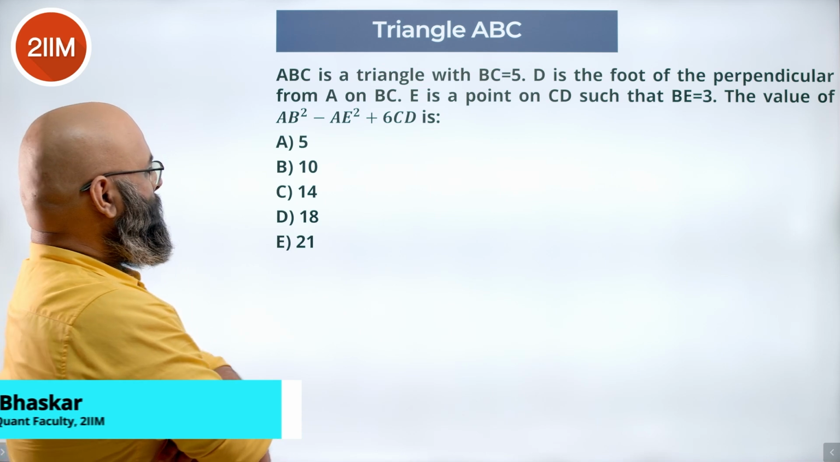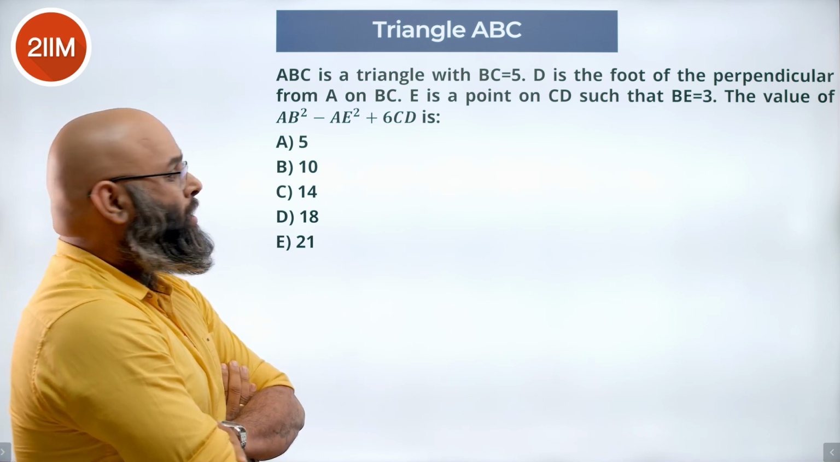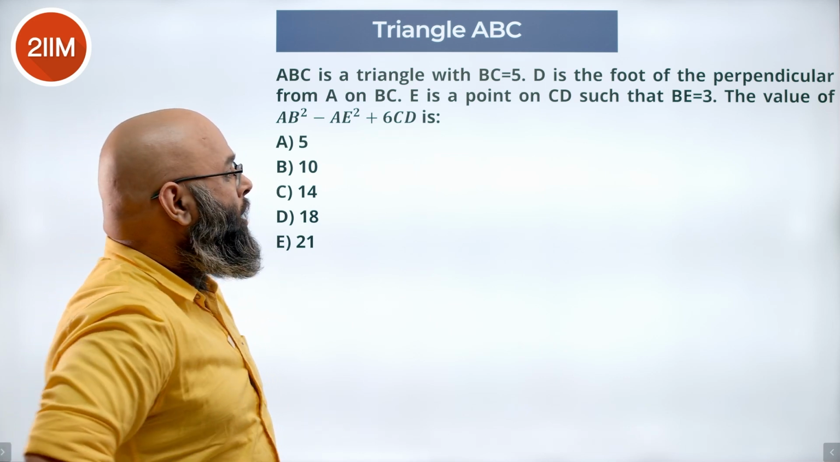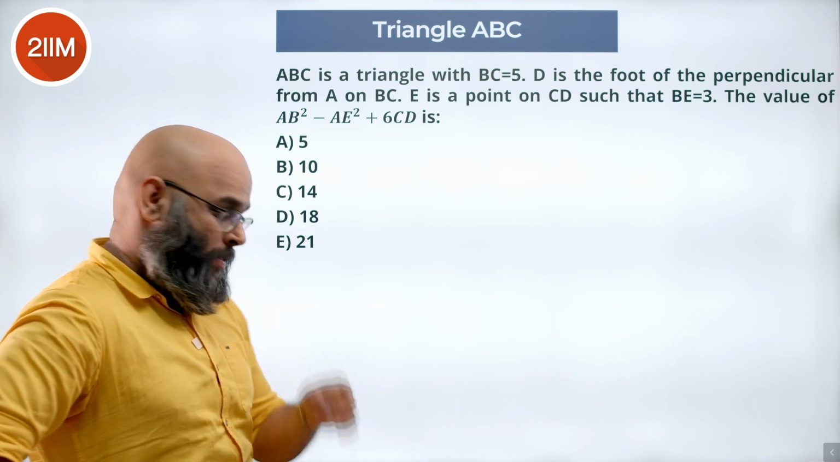ABC is a triangle with BC equal to 5. D is the foot of the perpendicular from A on BC. E is a point on CD such that BE is equal to 3. The value of AB square minus AE square plus 6CD is.